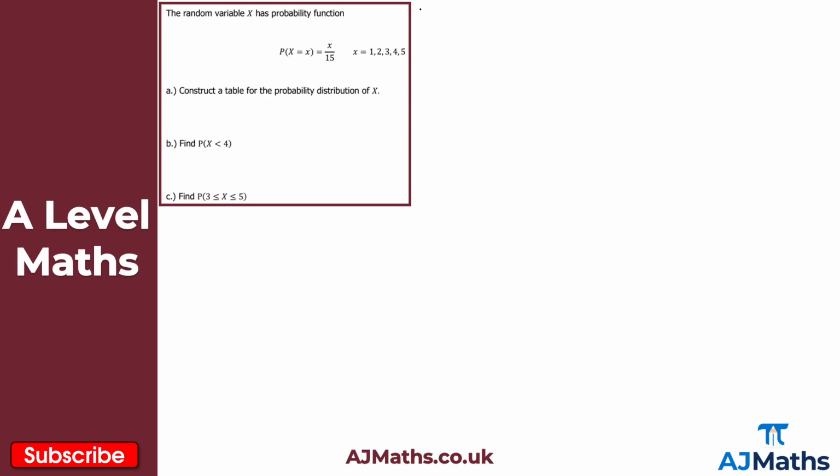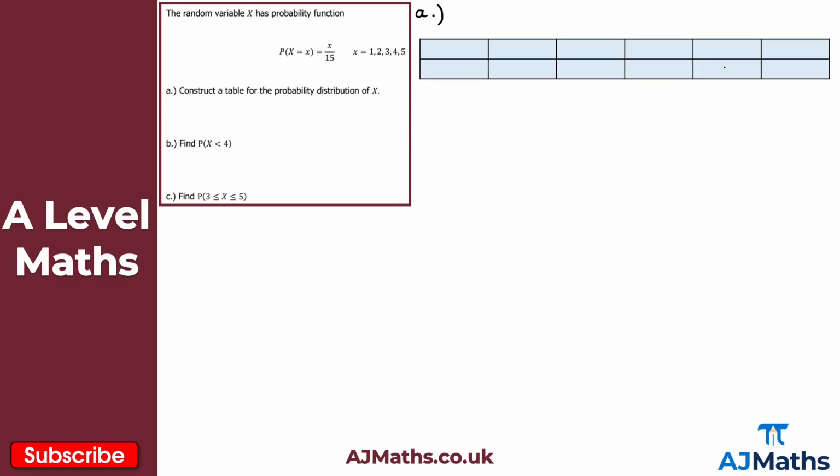So for part A then, well, the first thing that we need to do is actually construct the table. So to make this a little bit neater, I've got my table here. Now, remember, for the top row here, this is the values that our probability function can take. So this would be x, so little x here. And x can take these following values here. So 1, 2, 3, 4, and 5. And then here, this row underneath, this is the respective probabilities. So this is the probability that our random variable x is equal to some value, which is x.